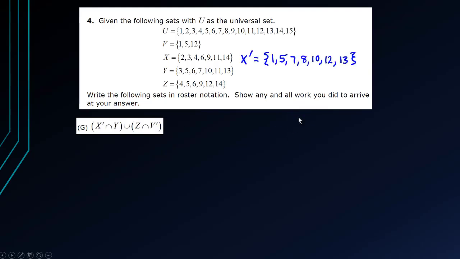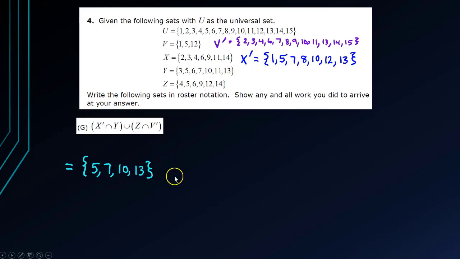So X prime, which we made use of before, and V prime is a longer list because it's basically all these numbers here excluding 1, 5, and 12. And so when I look at doing the intersection of X prime and Y, I'm looking at these two sets and only those values that are in both. The 5's in both, 7's in both, 10's in both, and 13's in both. So 5, 7, 10, and 13 would be the intersection of not X and Y.